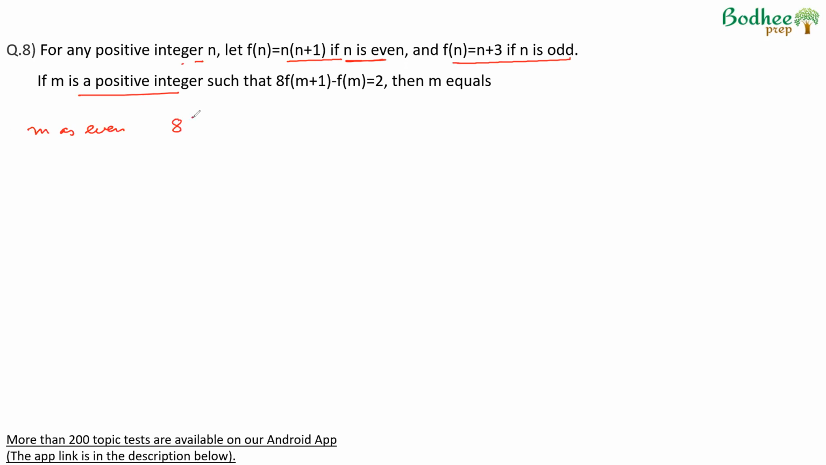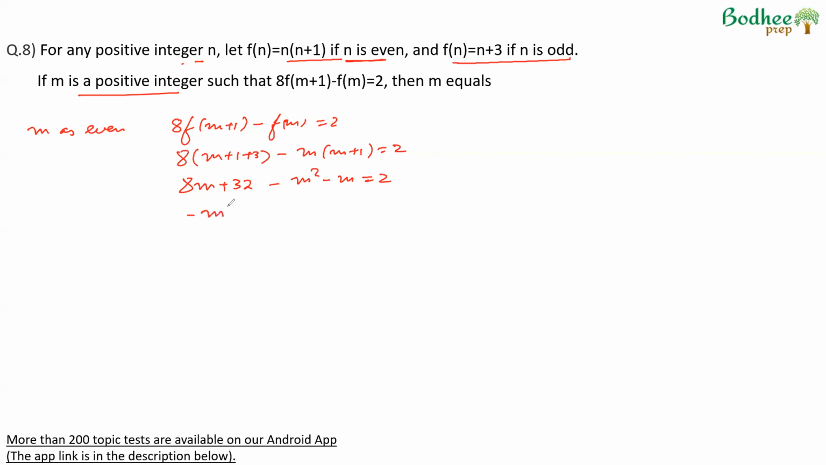So we write 8 of f of m plus 1 minus f of m. M is even for me here, so m plus 1 will be odd. So this becomes 8 times of m plus 1 plus 3, because f of n is n plus 3 for odd n. So m plus 1 is odd, m plus 1 plus 3, minus f of m, and m is even, so this becomes m into m plus 1. This comes out to 2. So this is nothing but 8m plus 32 minus m square minus m is equal to 2.